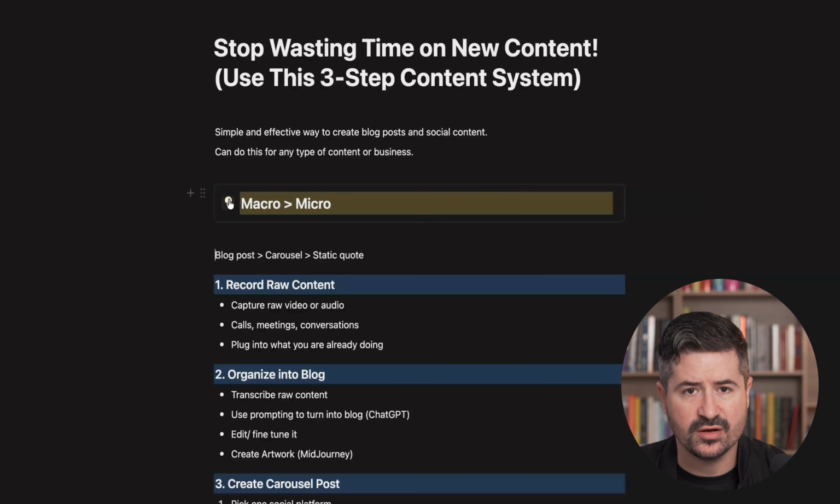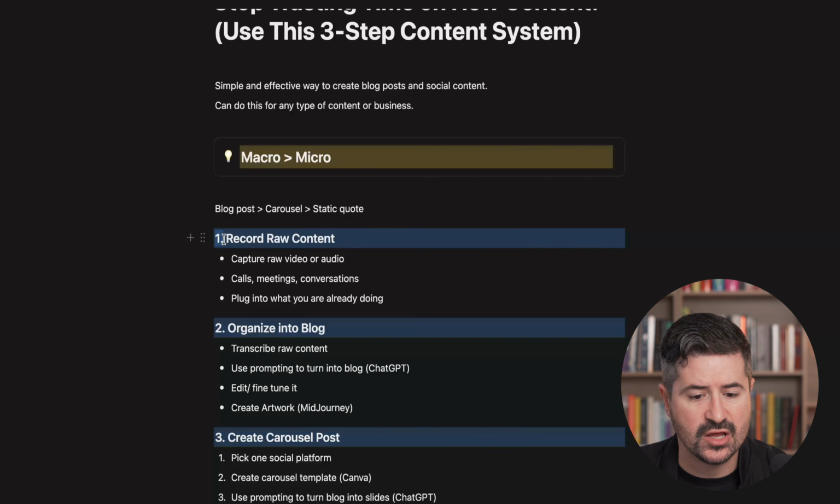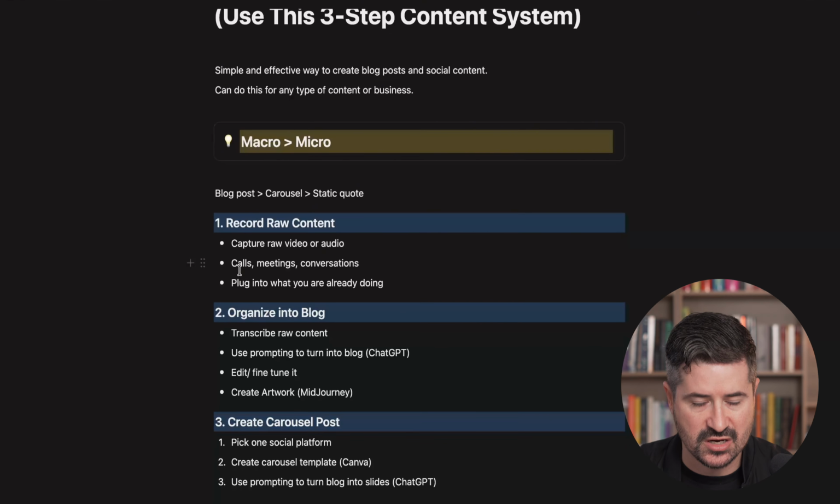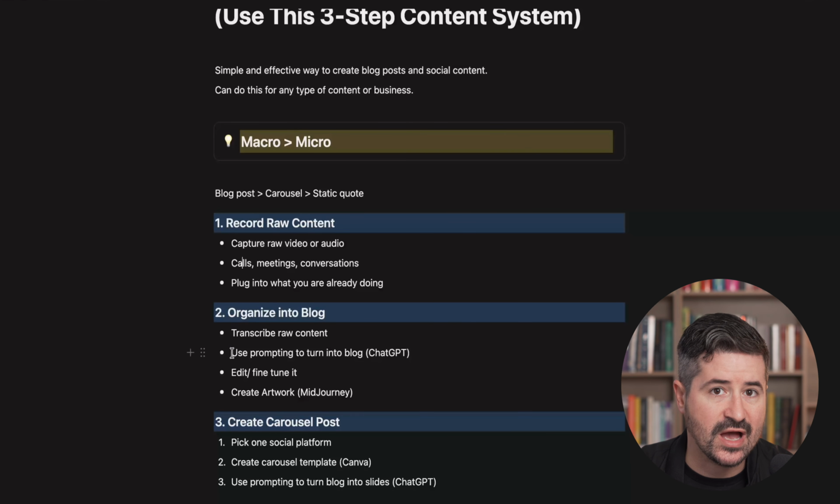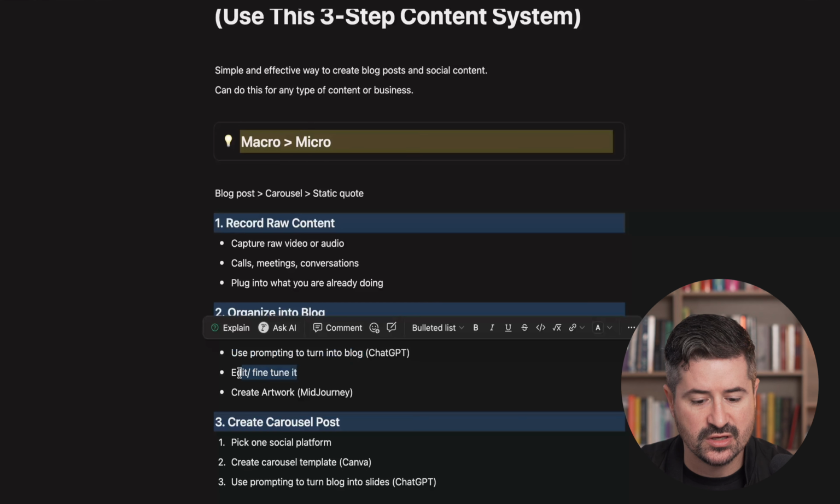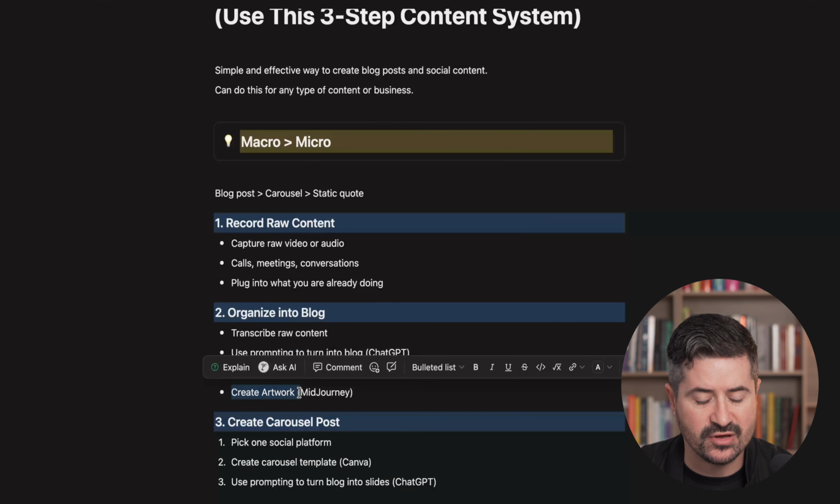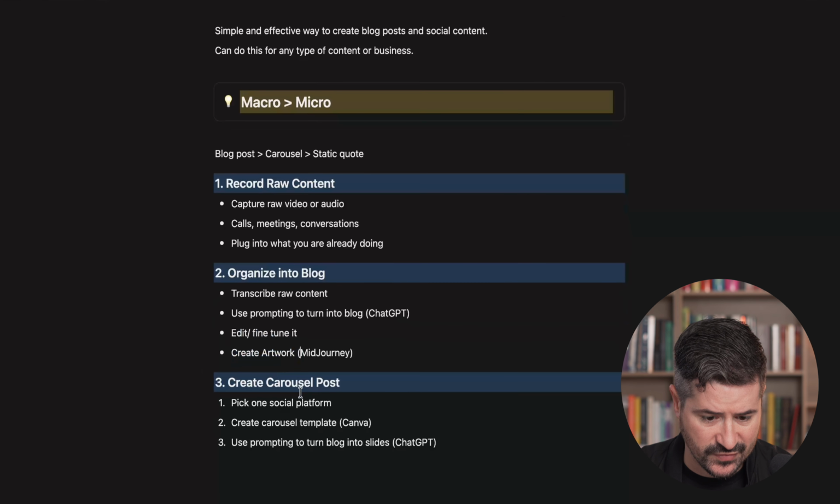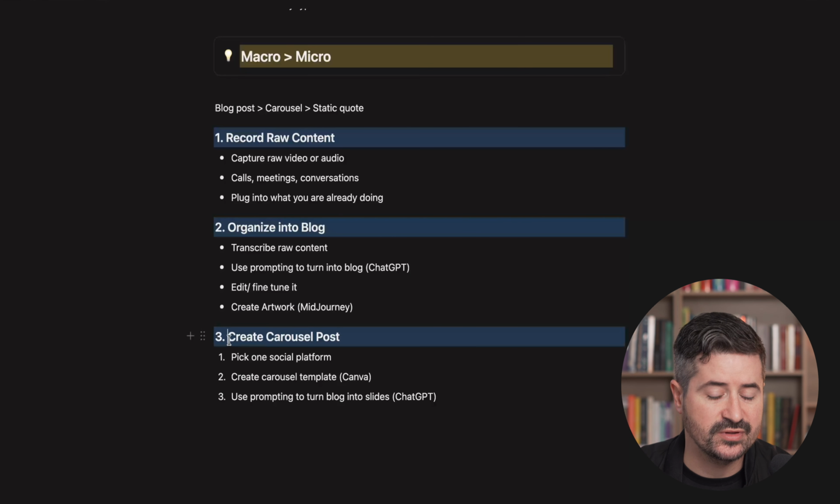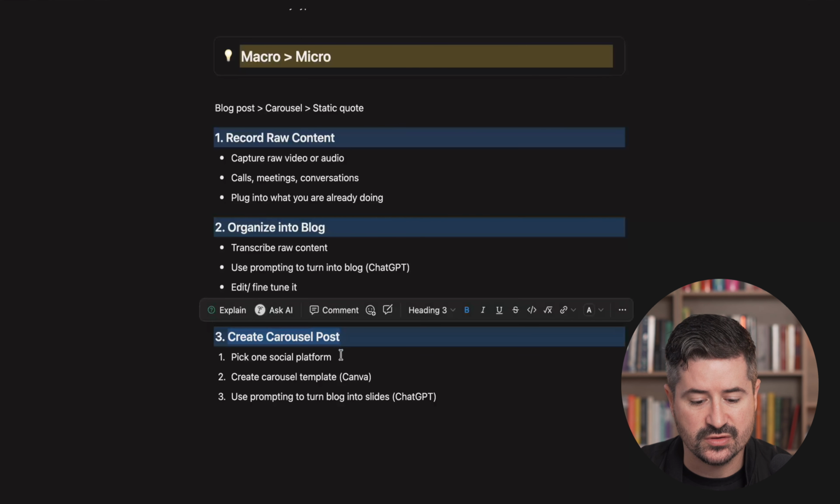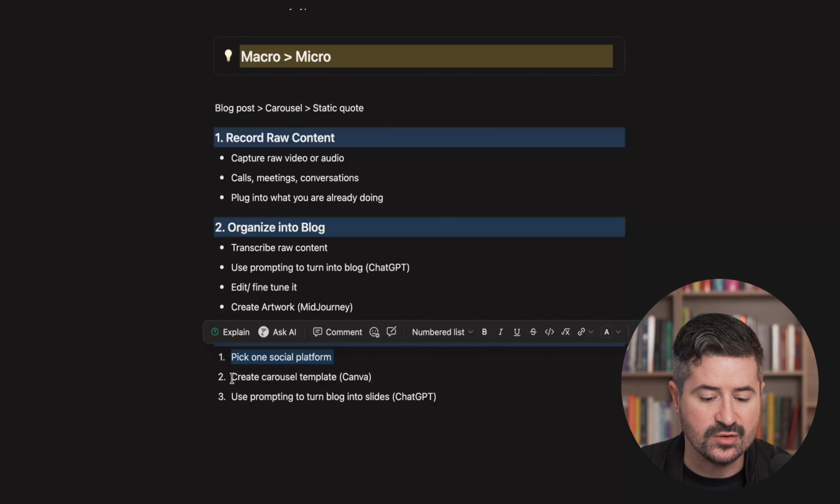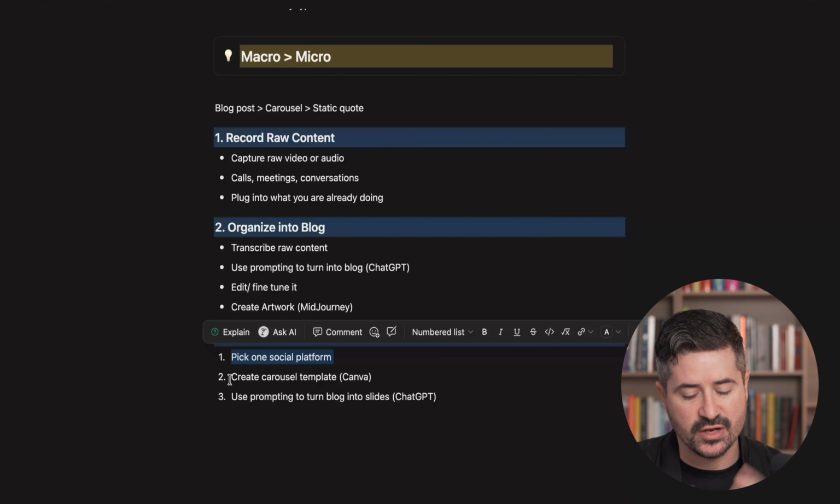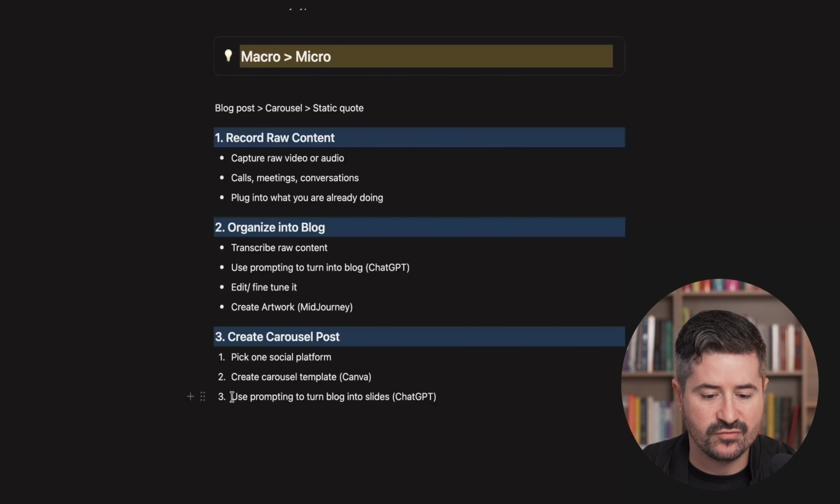We were working from macro to micro. We recorded a raw piece of content that we took from a meeting or whatever we had on our schedule that we're already doing. We have the opportunity to talk about something expert level. We captured it, we transcribed it. We used prompting to turn it into a blog post. We edited it, put our expertise and fine-tuned it, and then we created a graphic. Then we took that graphic and put it into our template, and then we took the content from our blog post, and we converted it into condensed content for the carousel post.